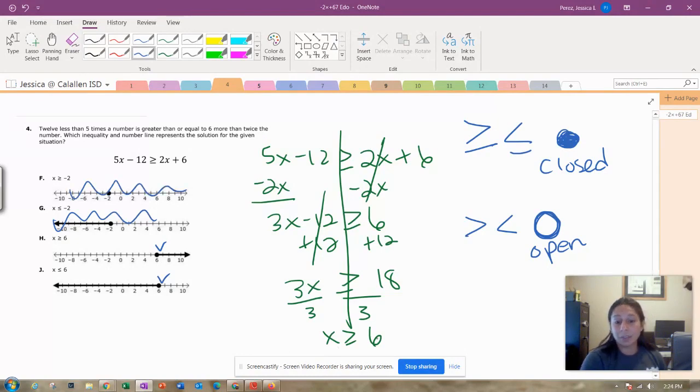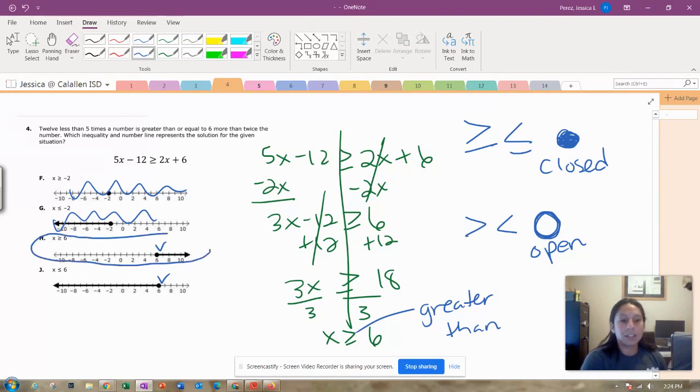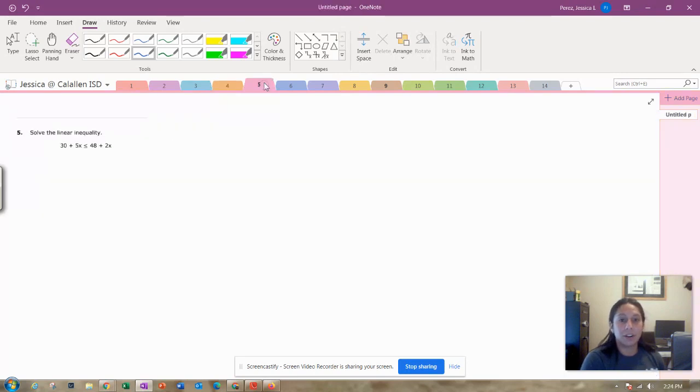So x has to be greater than or equal to 6. Remember that symbol right there, greater than or equal to. So where are all the numbers bigger than 6? So the answer is H. It's pointing to the right where all the numbers greater than 6 are facing.